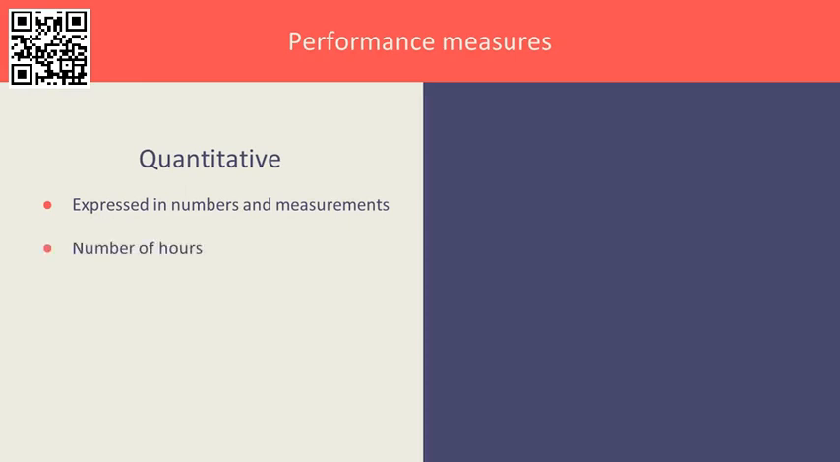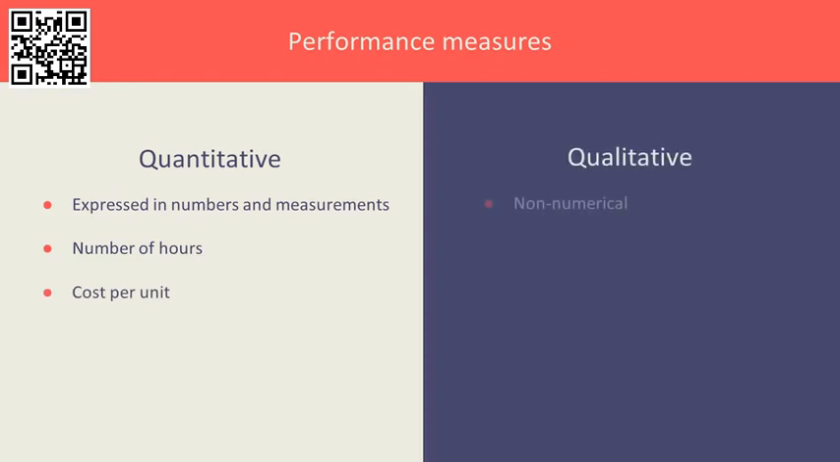Performance measures can be both quantitative and qualitative. Quantitative measures are expressed in numbers and by measurements. This will include all the financial performance measures and measures that are numerical, e.g. number of units or number of hours or maybe cost per unit.